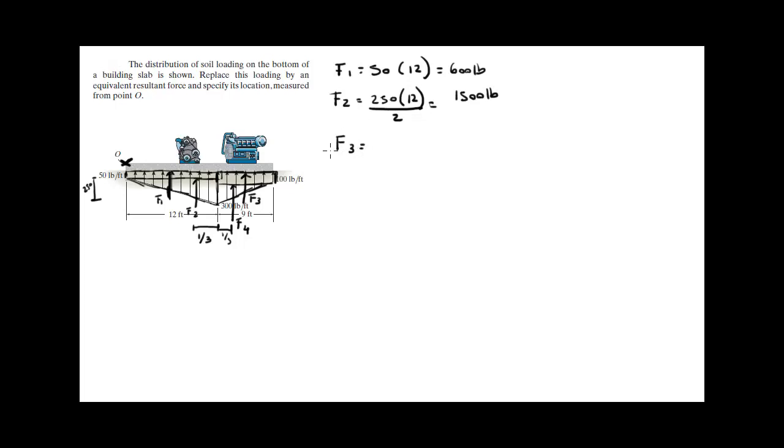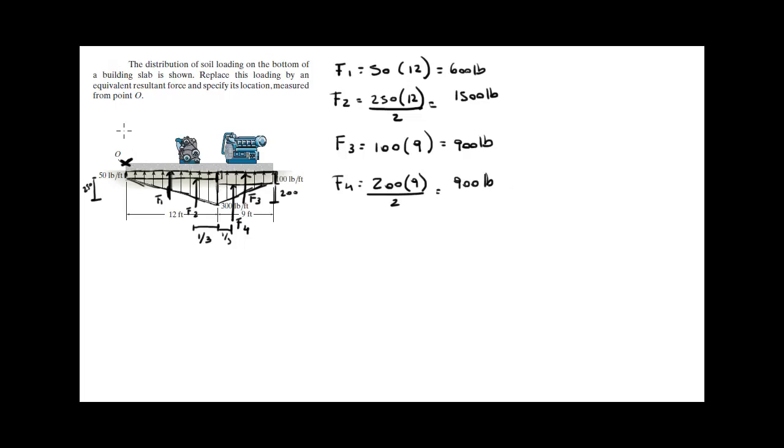F3 is the thicker rectangle, which has a height of 100 pounds per foot, times the length, which is 9 feet. And it comes out to be 900 pounds. And last but not least is F4, which is a triangle that goes from 100 to 300, which means it has a height of 200 pounds per foot. So it's 200 times the length, which is 9, divided by 2 because it's a triangle, and that's the area. And it comes out to be also 900 pounds.